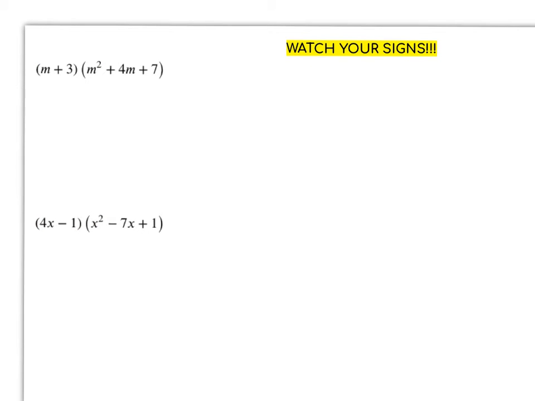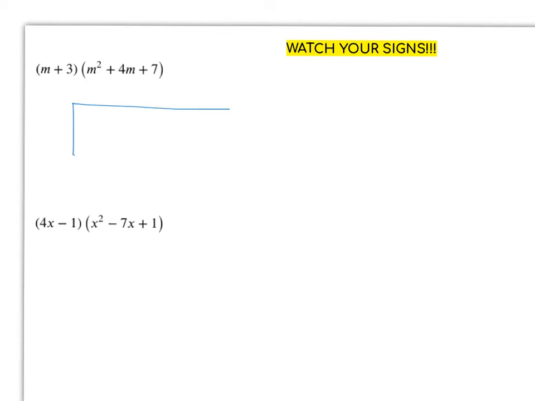Okay, so here are 2 for you to practice. Always, always, always watch your signs. You can do either method you want, box method or distributive property. I'm going to talk through and do each one a different way, but you work and you can just check your work when you're done if you want, or you can work it along with me.